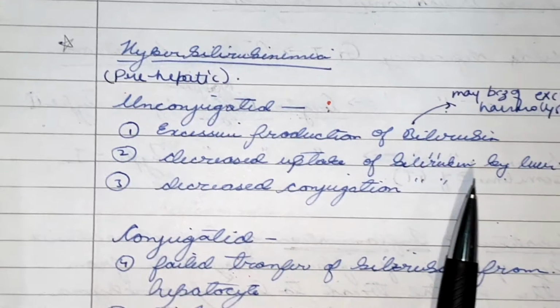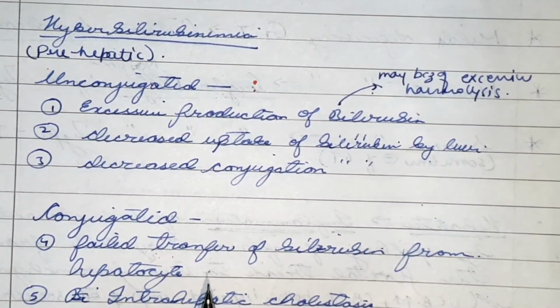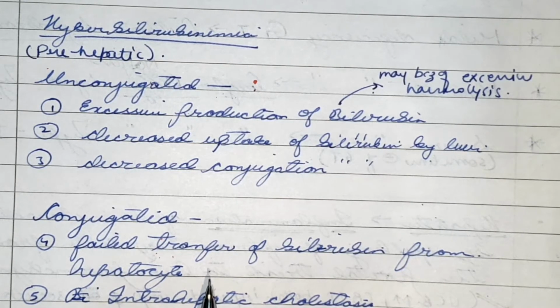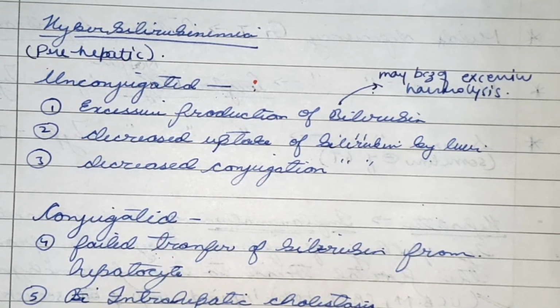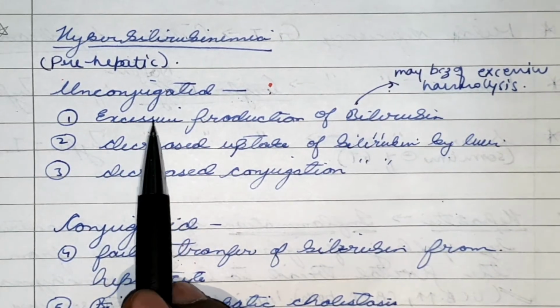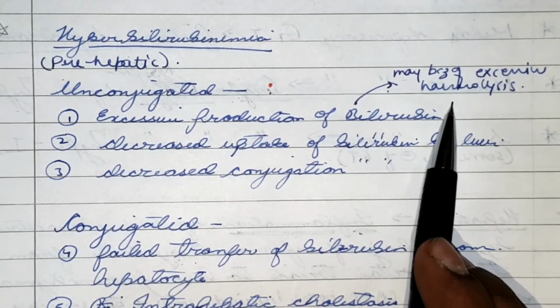Now we have to discuss the factors which cause hyperbilirubinemia. It could be prehepatic or posthepatic, and it could be because of unconjugated bilirubin or conjugated bilirubin. Let's first highlight the points which cause an increase in unconjugated bilirubin. The first is excess production of bilirubin. It may be because of excessive hemolysis.